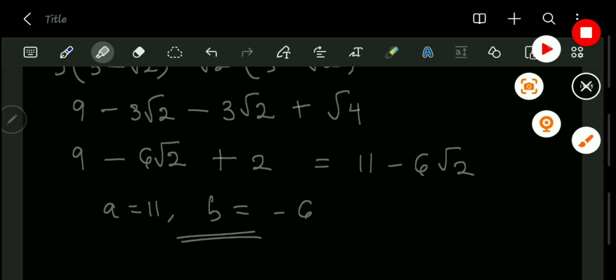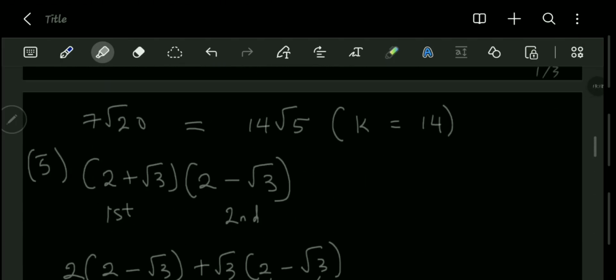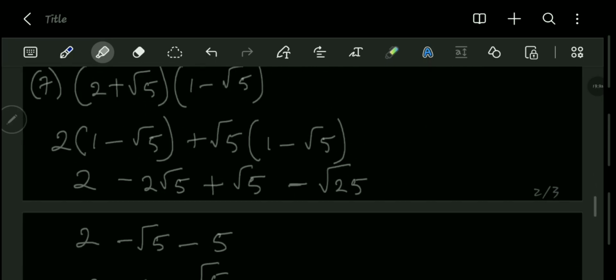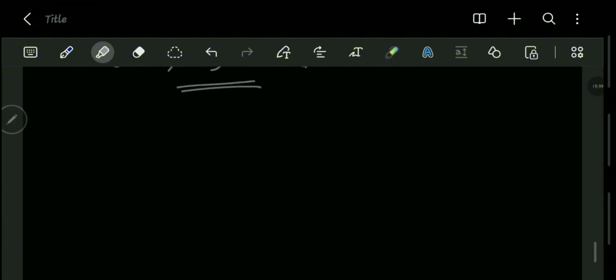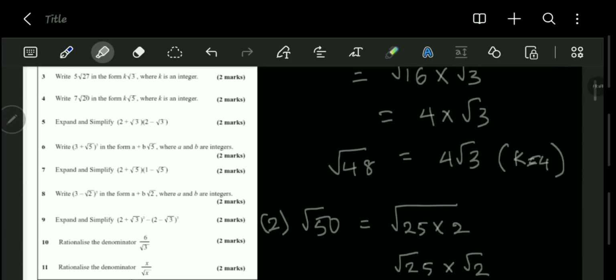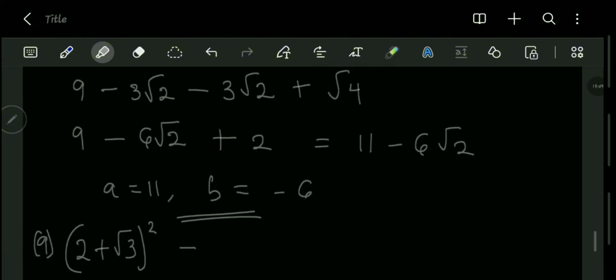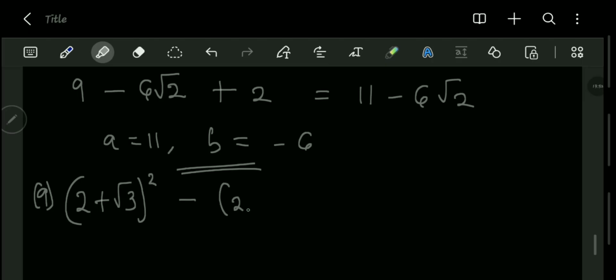And in question 9, we are told to expand and simplify. Now I'm going to need your full attention for this question, right? I'm told to expand and simplify (2 plus √3) squared minus (2 minus √3) squared.